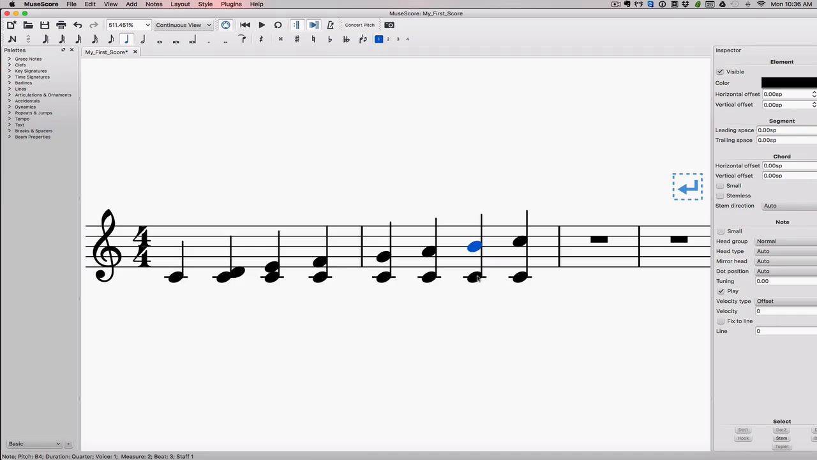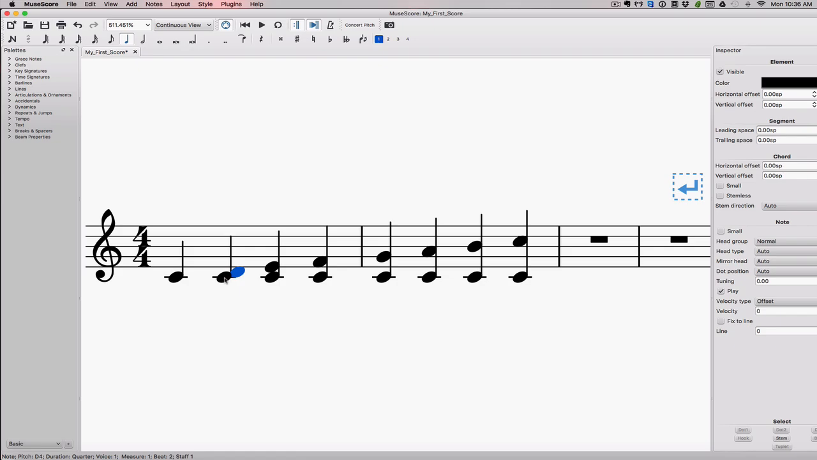Interval class 2 is major seconds and minor sevenths. So here's a major second, so that falls into interval class 2. And if I inverted this, it would be a minor seventh, which would also be interval class 2. So those are both considered dissonances. 1 and 2 are dissonances.